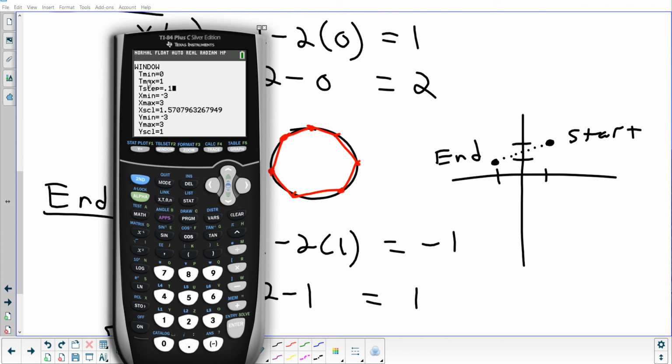Does that make sense? Yeah? So it'd be anything between 0 and 1 that you put in the t step? No, you can pick anything for the t-step. Any number. Problem is, if you pick a t-step of 5 here, then what the calculator would do is plug in 0 for your first point, and then it would say, okay, I'm going to add 5. So now I'm going to try to plug in 5. Well, you've already gone beyond the end of your t-max. So that's way too big of a step.